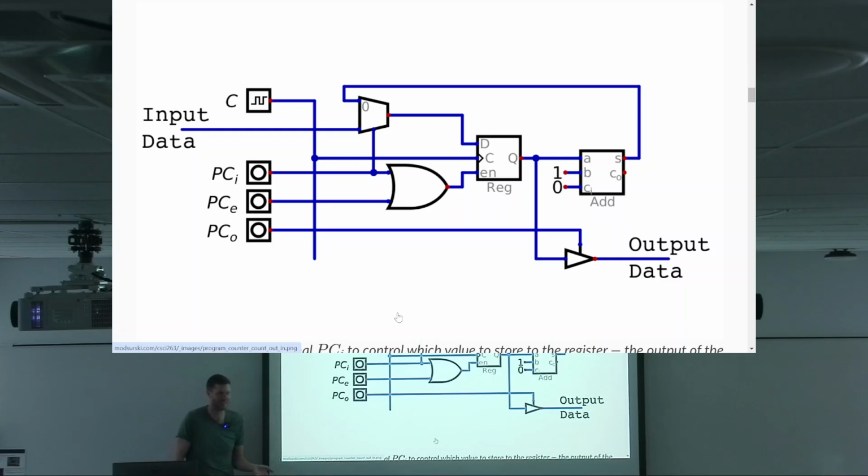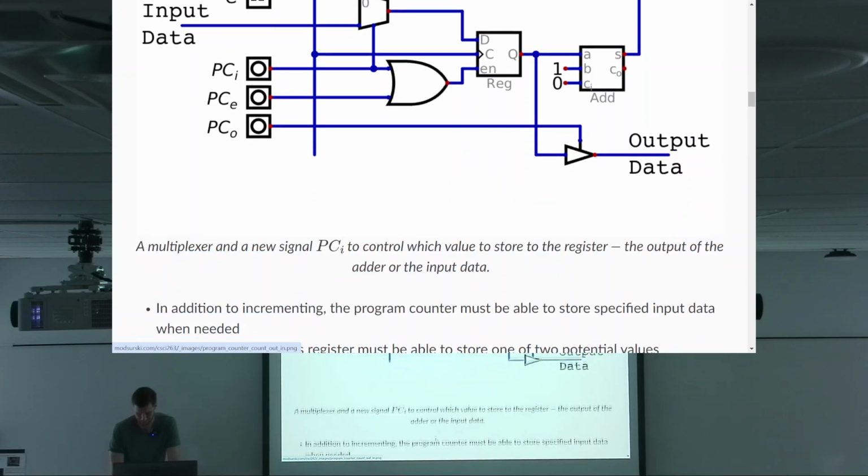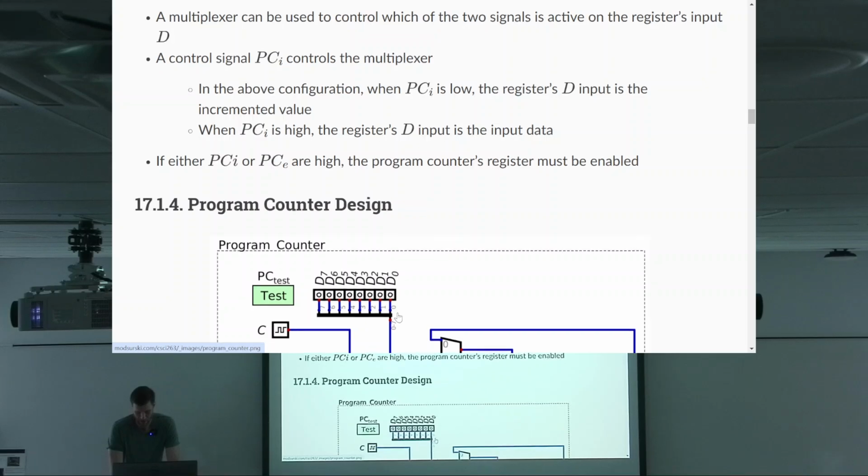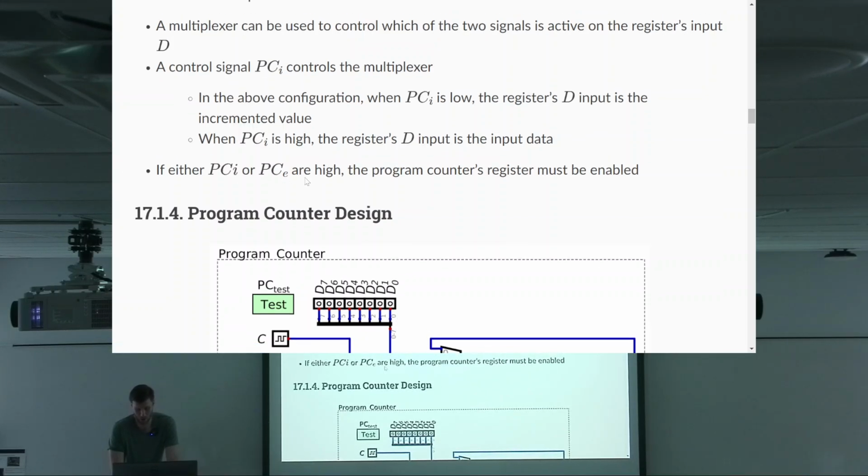It's not even an invalid state. It's valid in the sense that, well, what would that mean? Well, we want to enable the program counter and input. When we input, we necessarily are enabling the program counter to enable the register. So it's not so much that it's invalid, but this state supersedes this state, kind of. All right. So if either the program counter I or enable is high, the program counter's register must be enabled.